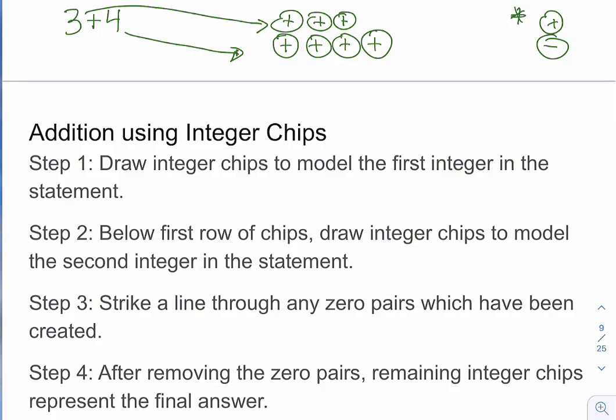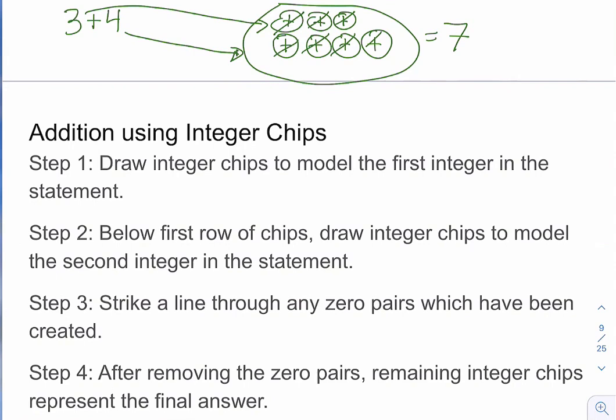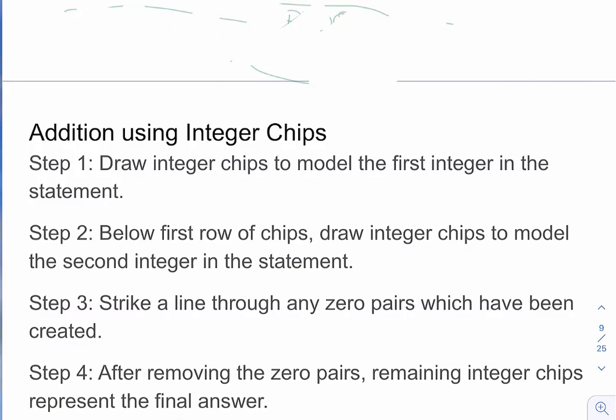So we move to step 4. After removing the zero pairs, the remaining integer chips represent the final answer. So now all I have to do is count these up: 1, 2, 3, 4, 5, 6, 7. So 3 plus 4 equals 7. Now let's try one a little bit more interesting. Let's say we have negative 3 plus 4.